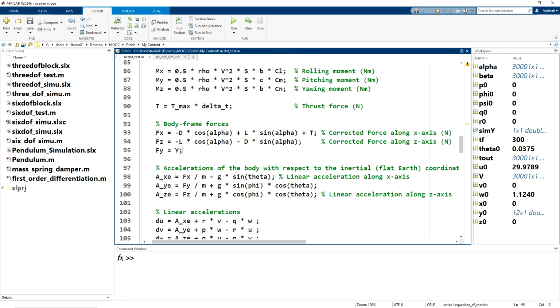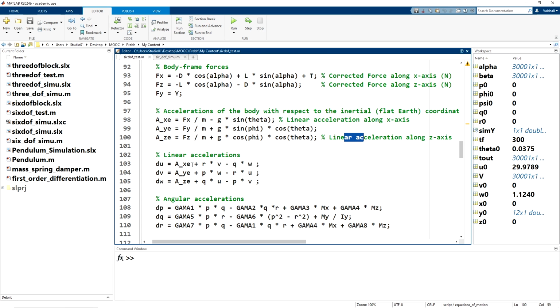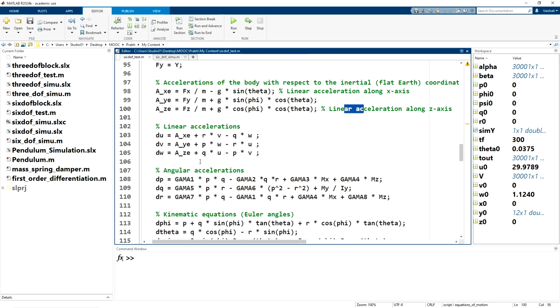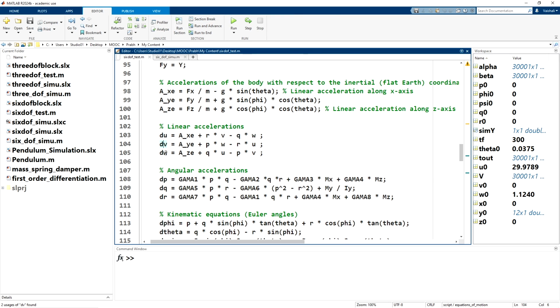And we can write it even in terms of accelerations in x direction, y direction, z direction. The process remains the same as the 3 degree of freedom equations of motion. So Fx by m minus g into sine theta, that is linear acceleration along x axis. Similarly acceleration along y axis, and AZ, linear acceleration along z axis. So u dot is AX plus r into v minus q into w, similar to the 3DOF equations of motion. And finally, this is u dot, v dot and w dot.